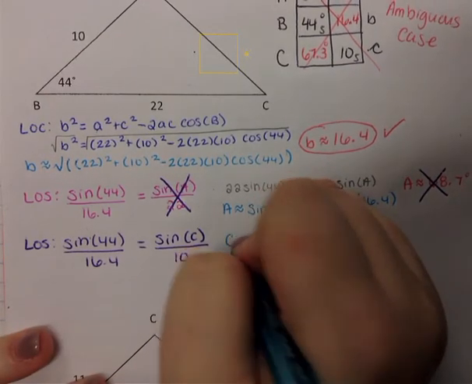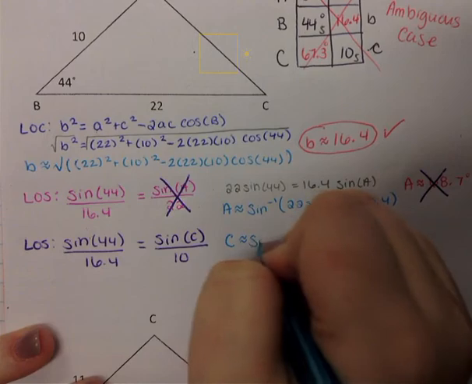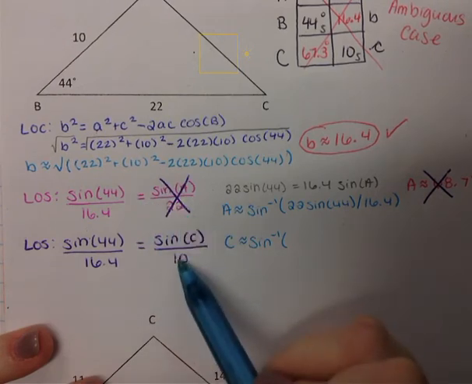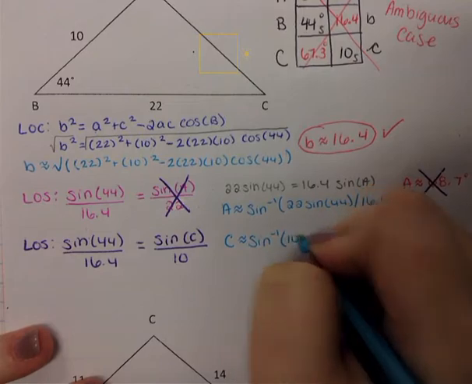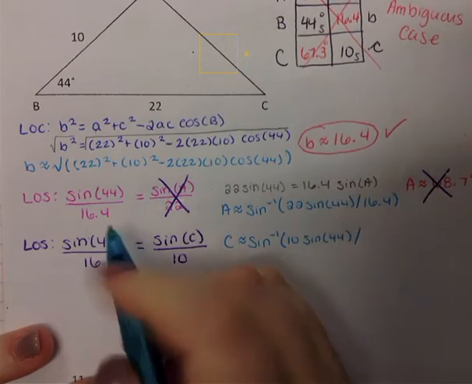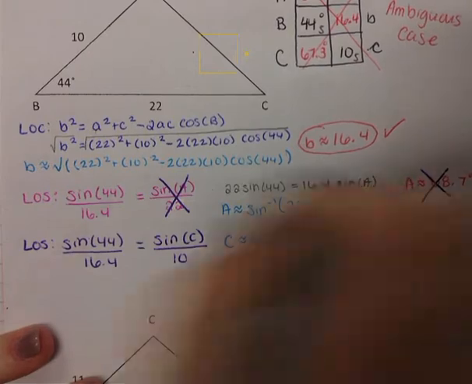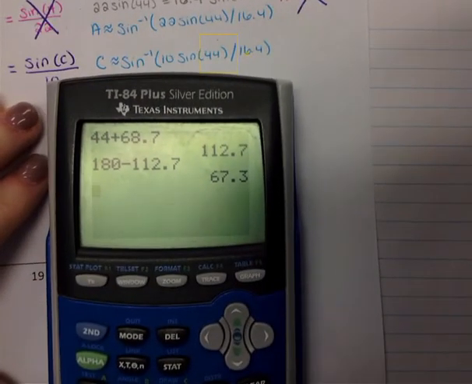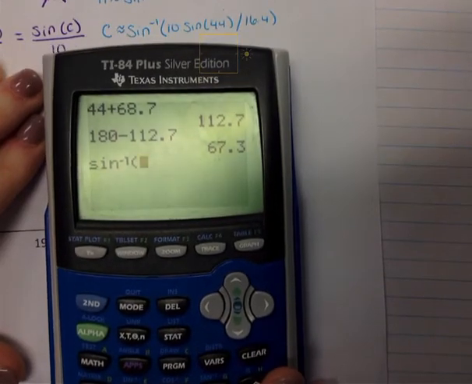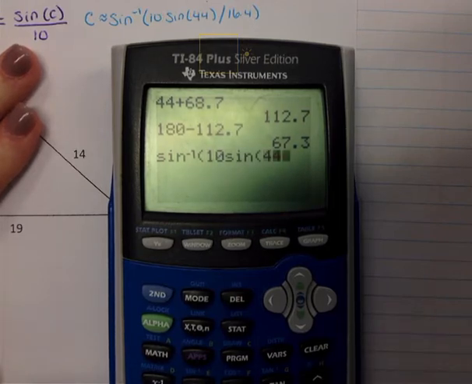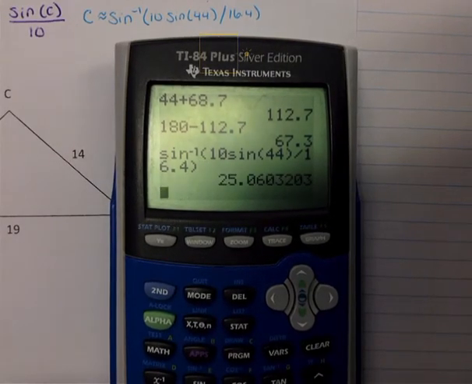So when I write this out, big C will be approximately, I'm going to keep the same sine inverse of. Originally I had a 22 here, but now I have a 10. Sine of, I still have sine 44, divided by, I still have the 16 and 4/10. So let's find this value. This time it's sine inverse, so second sine, of 10 sine of 44, close parentheses, divided by 16 and 4/10, close parentheses. We get 25 and 1/10.